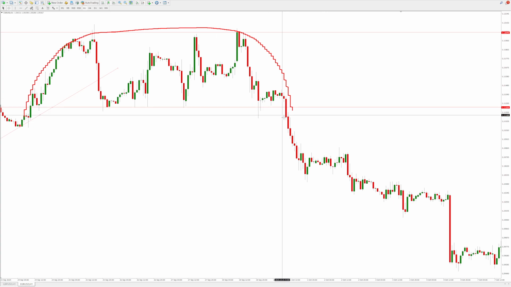Therefore, we have the pullback here, which would have been a good opportunity to place a pending order just below the support level there. Stop loss could be up here on that resistance level, which would have been around 20 pips, a relatively good stop loss for the 1 hour chart time frame. And you can obviously take a look at the candlestick patterns as well, just to help confirm entry.